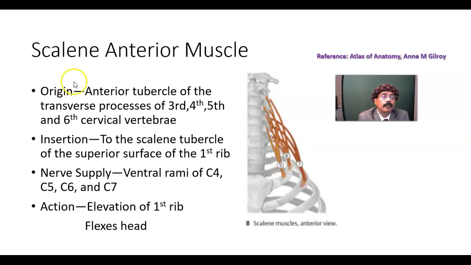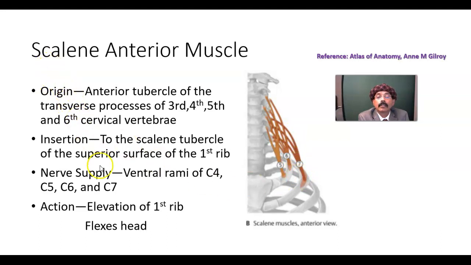We are also seeing here the scalene medius muscle and scalene posterior muscle. Scalene anterior and scalene medius insert on the superior surface of the first rib. Scalene posterior inserts on the superior surface of the second rib.